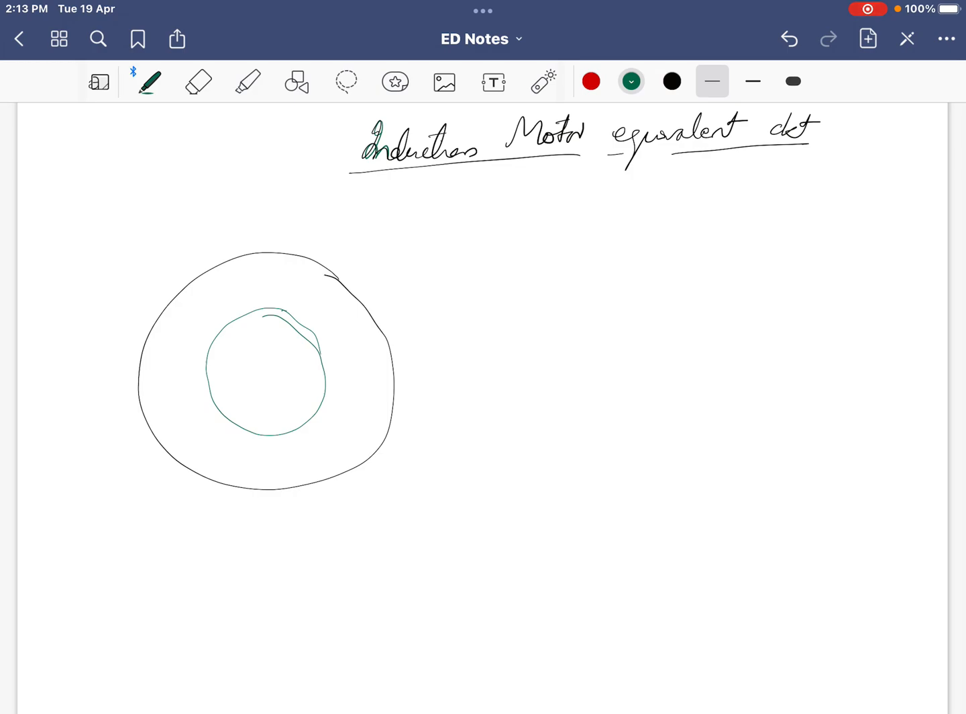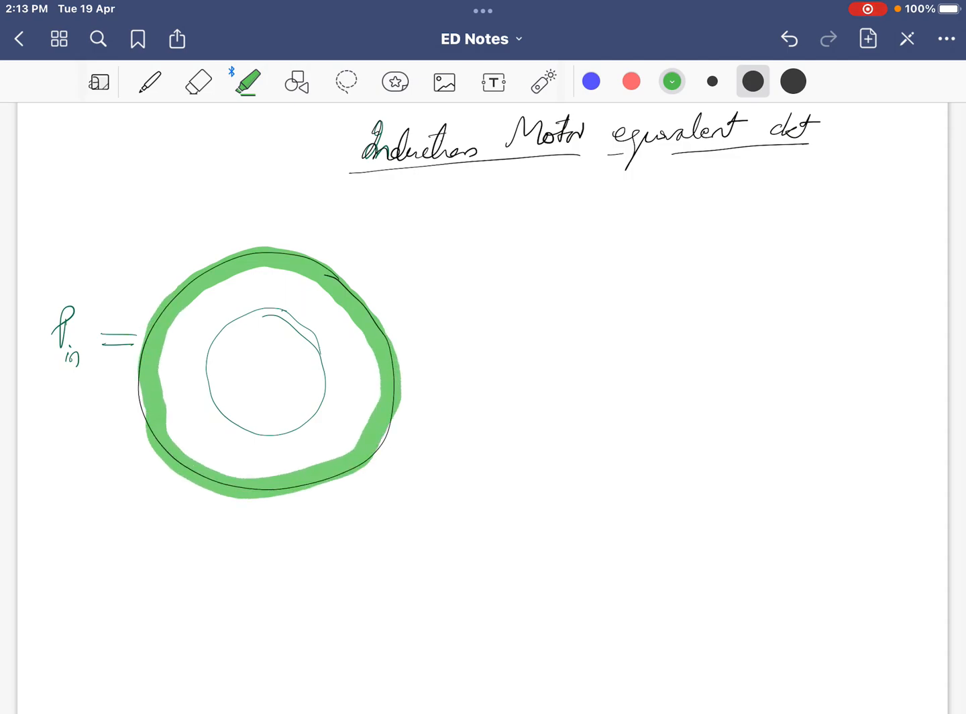So if I have the input power given by PIN, this is the stator end. Some power is lost in the stator resistance. Then there is a rotor. So whatever the PIN is, some power is lost, and whatever power is between the stator and the rotor, that is the air gap power PG.